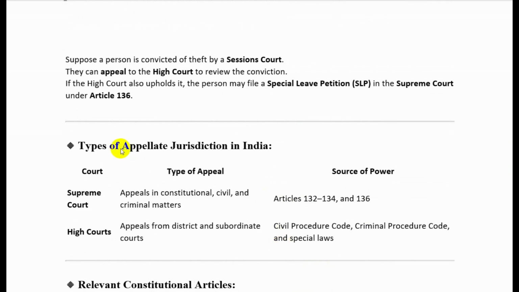Alright, so the types of appellate jurisdiction in India are under the Supreme Court and High Courts. That is, the Supreme Court can hear appeals in constitutional, civil and criminal matters, and High Courts can hear appeals from district and subordinate courts.